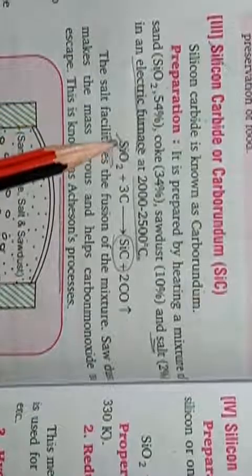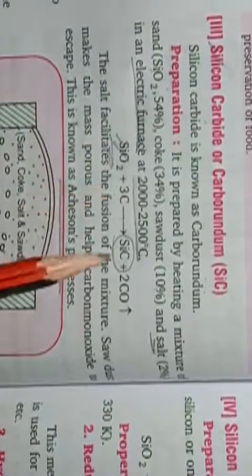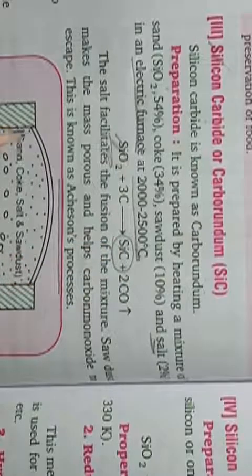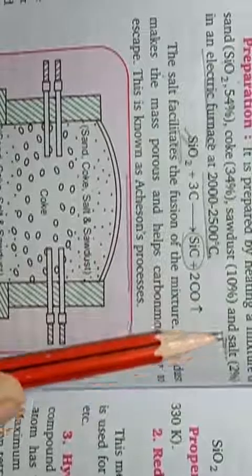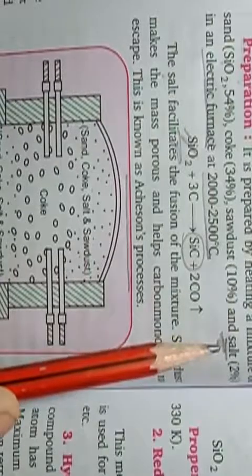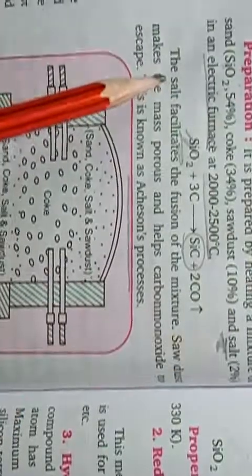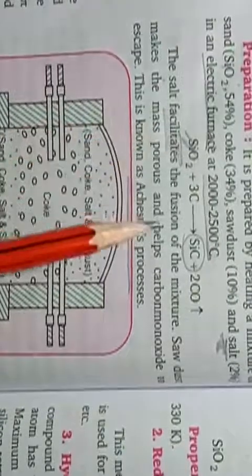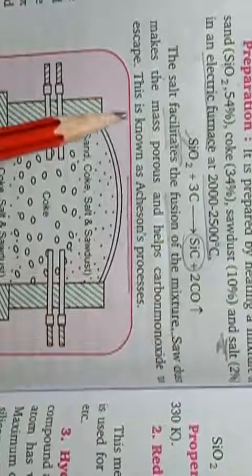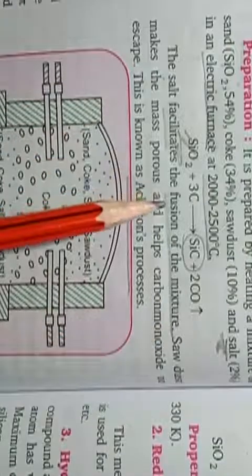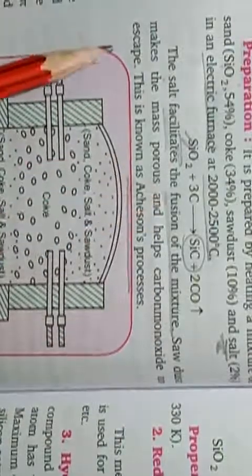SiO2 plus 3C gives SiC plus 2CO. This is the formation reaction of silicon carbide. Now some important points are given below here. What is the function of salt present in the preparation of silicon carbide? The salt facilitates the fusion of the mixture. So fusion of the mixture is enhanced by the salt.